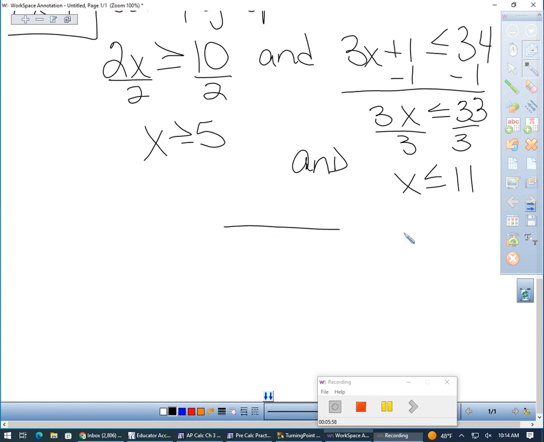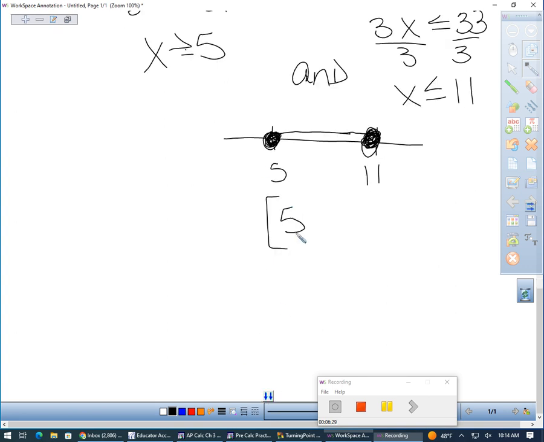On a number line then, at 5, will I have an open or closed dot? Very good. It's closed, and it's greater than, so it's going to go this direction. At 11, do I have an open or closed dot? Very good. And it is less than, so it's to the left. You'll notice our solution set is sandwiched in between the two. Interval notation starts at the closed dot at 5 and goes to 11 with a closed dot, or a bracket.